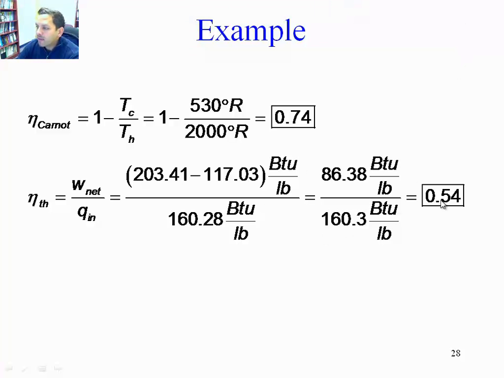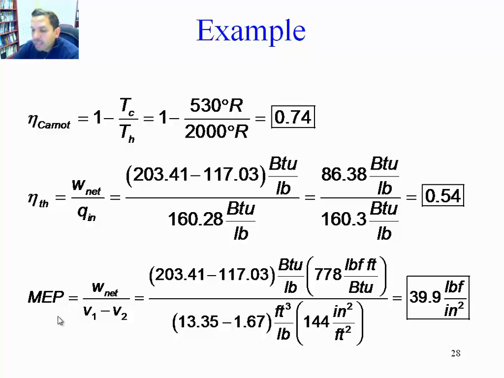This efficiency is assuming that the processes are internally reversible, that there are no losses in the expansion process or in the compression process. These are assumed to be perfectly isentropic. That might not necessarily be the case, but in this case we're not being specified if there are any losses due to irreversibilities.